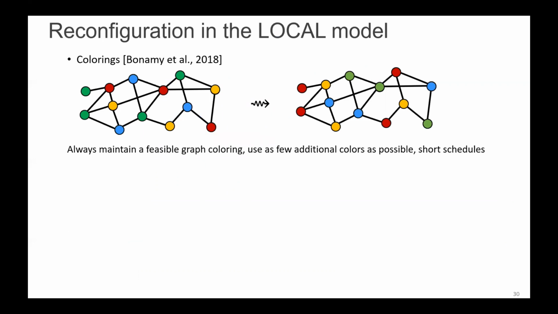Let me first say that we're not the first people to study reconfiguration in this model. It has actually been done for graph coloring, where you're given two different vertex colorings. Here, every node initially knows their color, that they have a green color at the start and should have a red color at the end, for example. And you want to always keep changing vertices, and you can change vertices in parallel. Again, you can only change independent sets here in this model. And you should use as few additional colors as possible. So you have some additional colors to use here. And in each intermediate step, you want to have a feasible graph coloring.